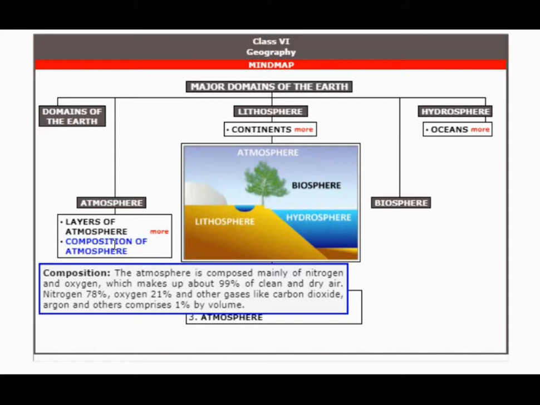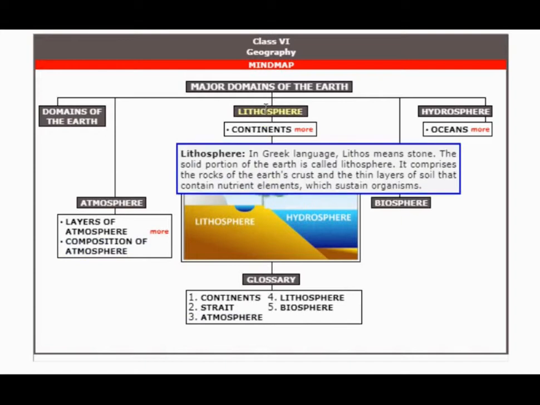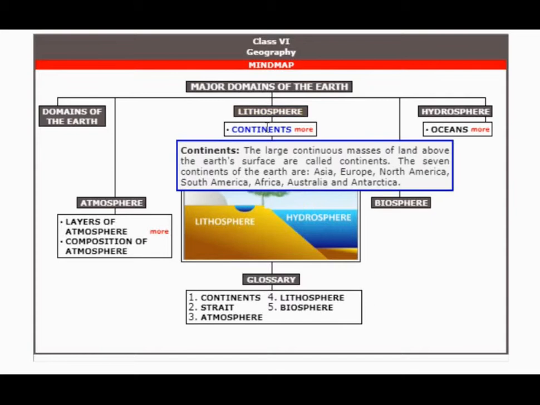Yes. Next, you learnt about lithosphere. What is lithosphere? It comprises the rocks of the earth's crust and the thin layer of soil that contains nutrient elements and which sustains organisms. The solid portion of the earth is called lithosphere, isn't it? Yes. Under this lithosphere, you learnt about continents. The large continuous masses of land above the earth's surface are called continents.